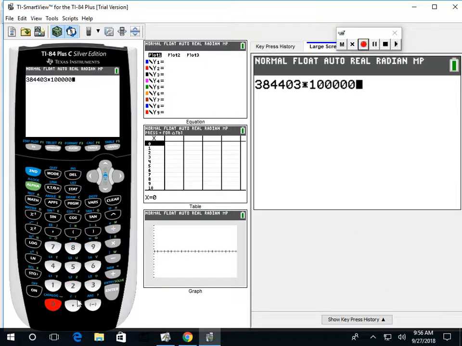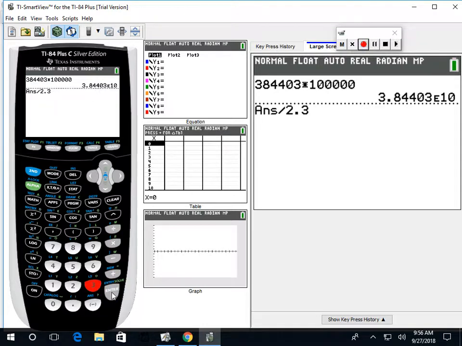Okay. So the reason I'm doing this is to take it from kilometers to centimeters, because by multiplying this number by 100,000, that's going to turn it into centimeters. Now I'm going to divide it by the diameter of a quarter, which is 2.3 centimeters.